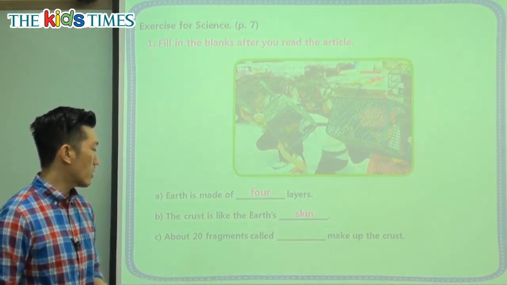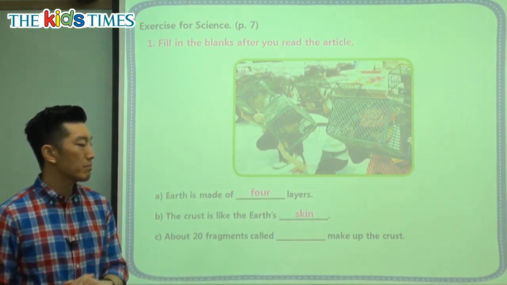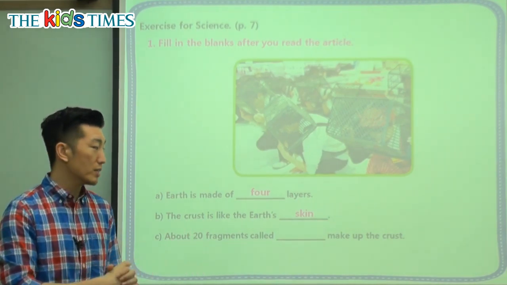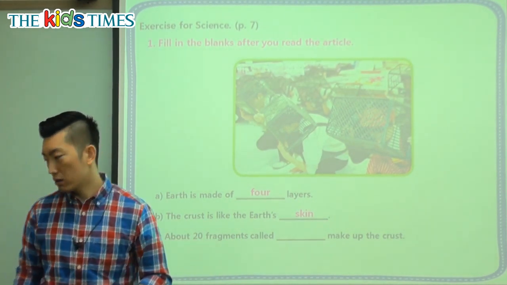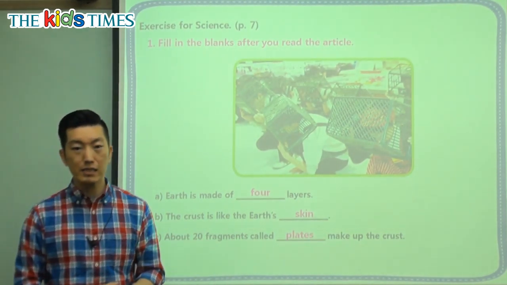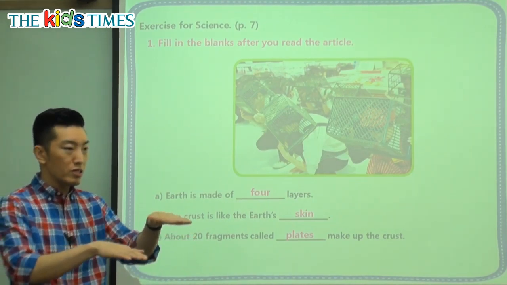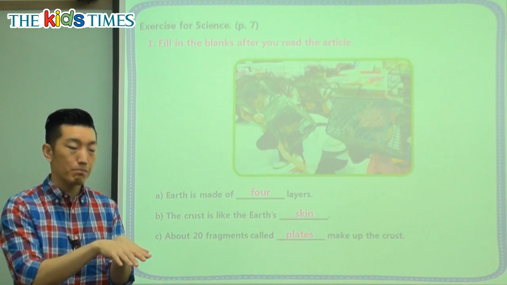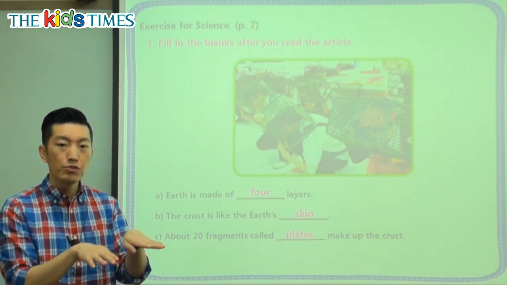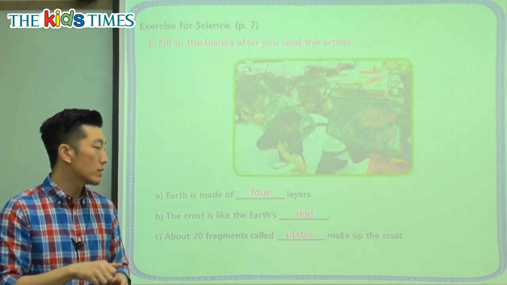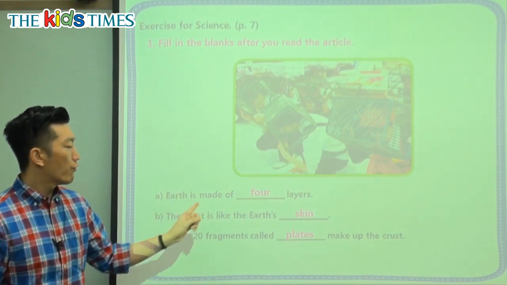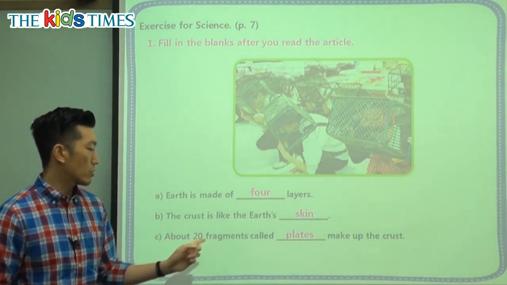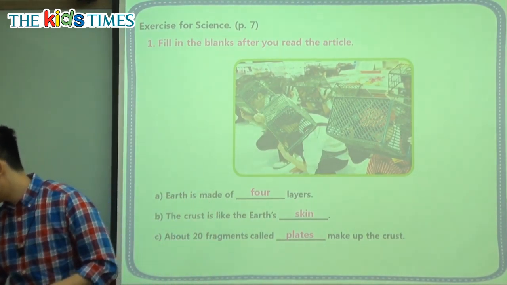Let's look at the last question. About 20 fragments called something make up the crust. I used this example, if I drop the what? And that's what it's called. It's called the plate, right? All these different plates, about 20 of them, are all over the world and they're not in one piece. These plates are moving around because there's so much heat underneath in the next layer. So four layers, the Earth's skin, which is the crust, and 20 fragments called plates.